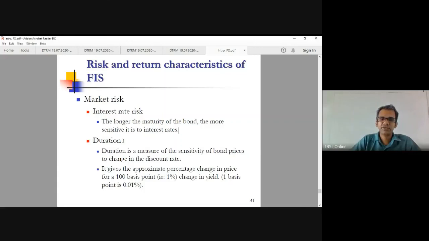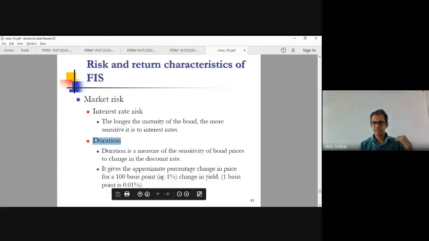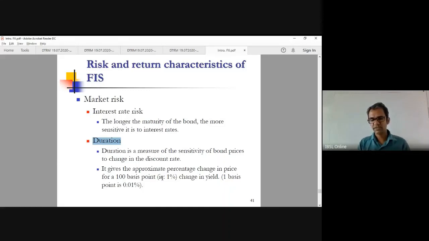Then duration is the measure of that sensitivity. What is the change in price for a given change in yield? There's a specific duration called modified duration. It gives the percentage change in price for a 1% change in yield. If you change the yield by 1%, what would be the percentage change in the price? That is what we call modified duration.